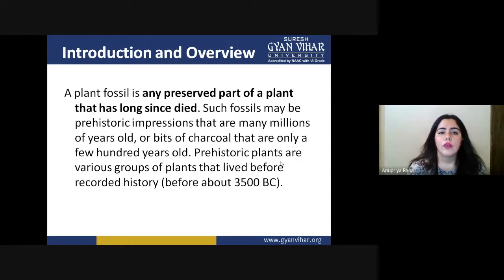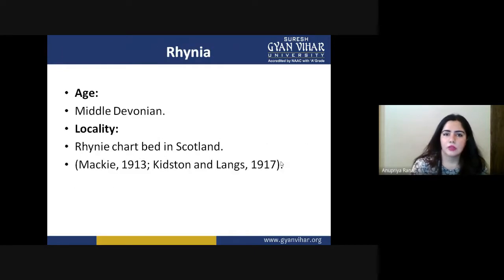Now what we have to see here is the special kinds of fossil plants which can be used to study the phenological and physiological characteristics among the taxa. The first plant which we are going to see here is called Rhynia.